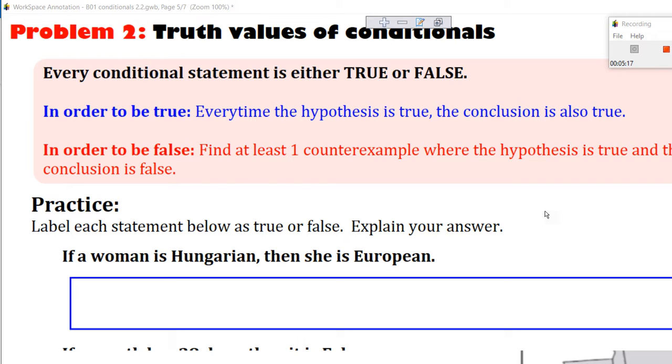Every conditional statement is either true or false. So everything we saw on that previous page, those were all true conditional statements. In order to be true, every time the hypothesis is true, the conclusion must also be true. So everything needs to be true every single time. In order for it to be false, you have to find at least one counterexample where the hypothesis is true, but the conclusion is false. There might be instances where they're both true, but as long as you have that one counterexample, that one instance where it isn't true, then it is going to be a false conditional statement.